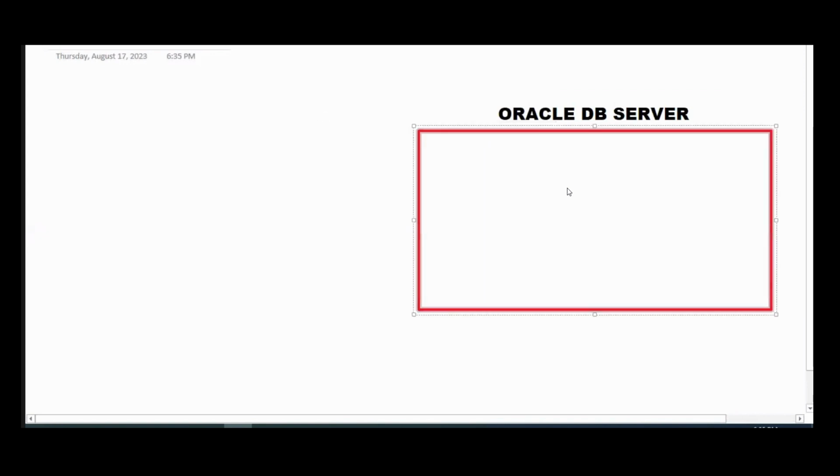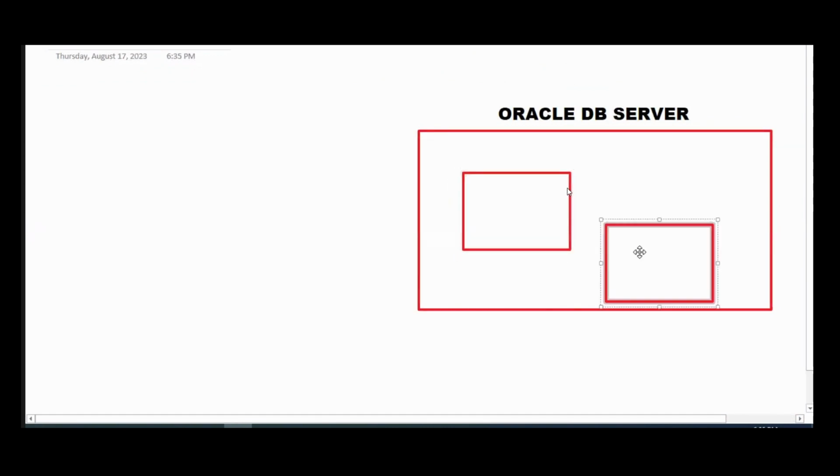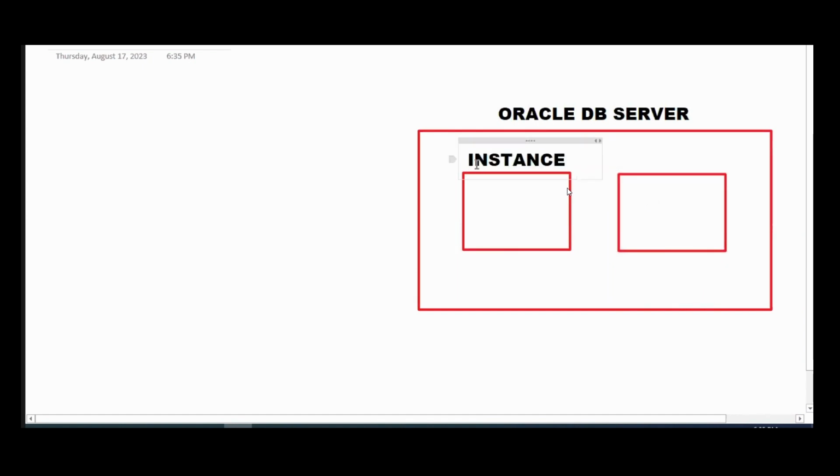So the server contains 2 parts. One is the instance and another one is the database. So the server is the combination of instance and database. This is called the Oracle instance. This one is called the Oracle database. This Oracle database will be stored in the hard disk, the computer's permanent memory. This Oracle instance will be stored in the RAM.